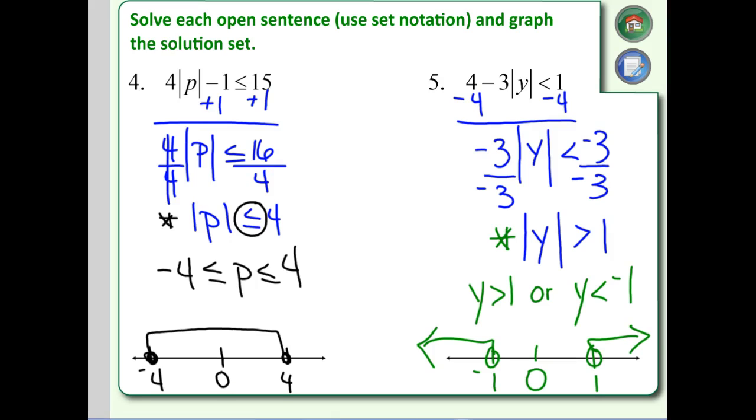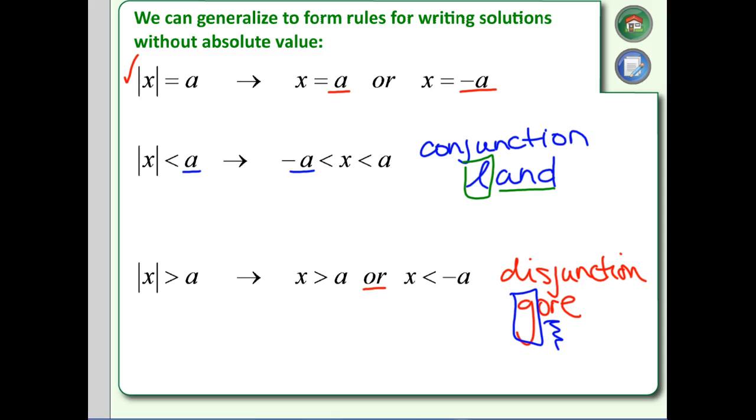All right, so absolute value, 2 answers. And remember, the key to getting through these is remembering the generalization of our rules. And that's it.